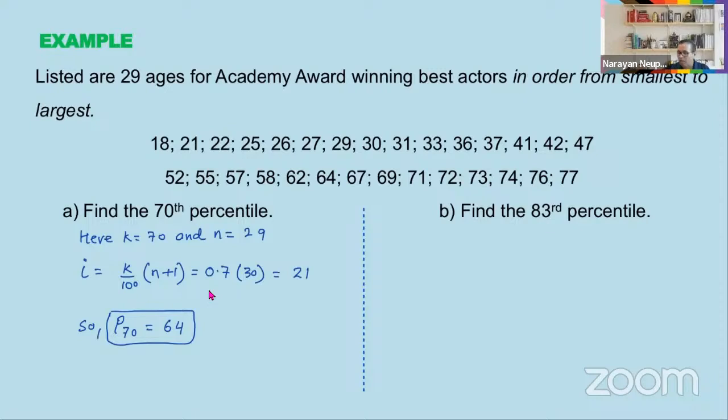Okay, if you have no question, now let's look at B, which is similar, but in this one we may get i as a decimal. So let's see how we can do the math if i is a decimal. For the second part, let me use a different color. In this one, K is equal to 83 and N is still 29. It's the same data set. And we want to locate the position. So i is equal to K over 100 times N plus 1.